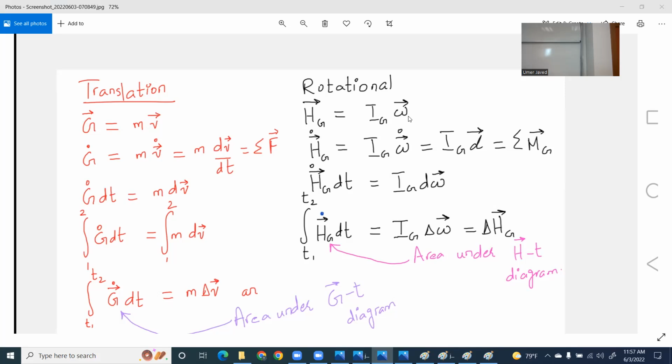Okay. See this. Gentlemen, in 2 minutes, I am starting the question. So we have the momentum. The translational momentum is mass multiplied by velocity. The rate of change of translational momentum is equal to m v dot, which is nothing more than your summation of forces in the x direction. Focus on the left side. Then we have G dot dt, what is that? If I have G dot dt, that means impulse, right? So G dot dt is equal to m dv.